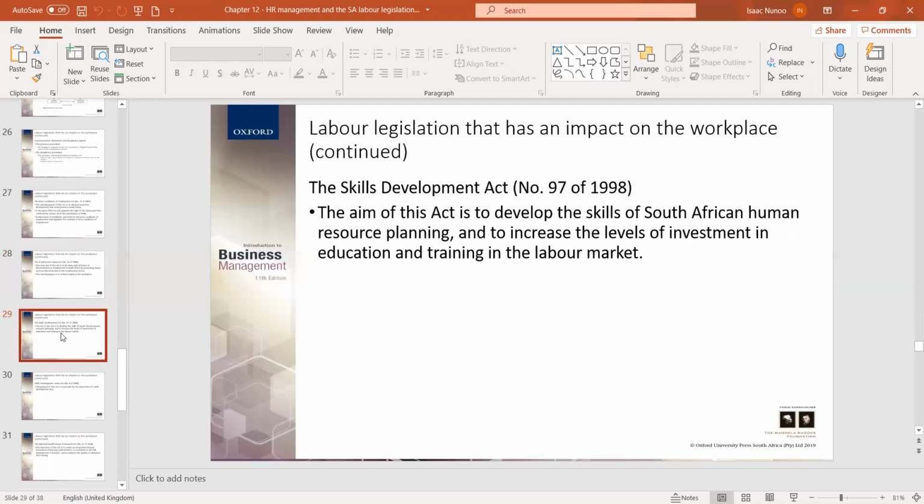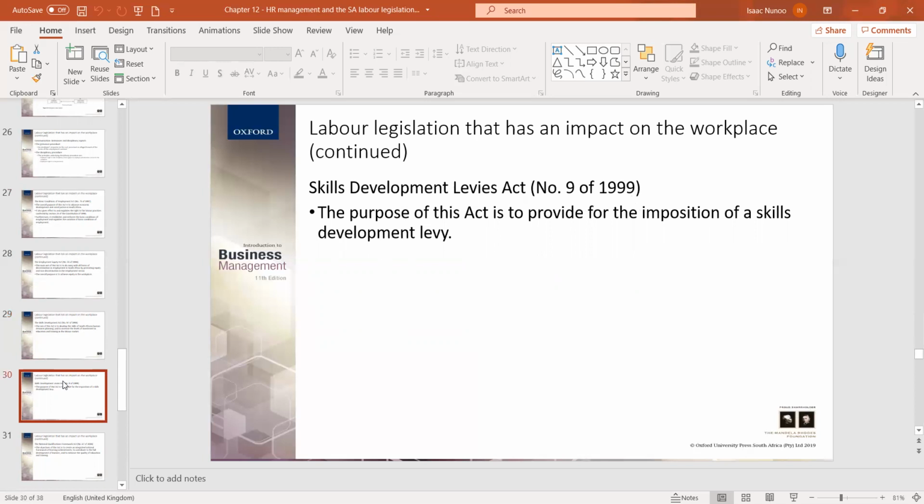I also talk about the Skills Development Act. The Skills Development Act basically aims at resource planning to increase the level of investment in education and training in the labor market. We can also talk about the Skills Development Levies Act. The purpose of this Act is to provide for the imposition of a skills development levy.